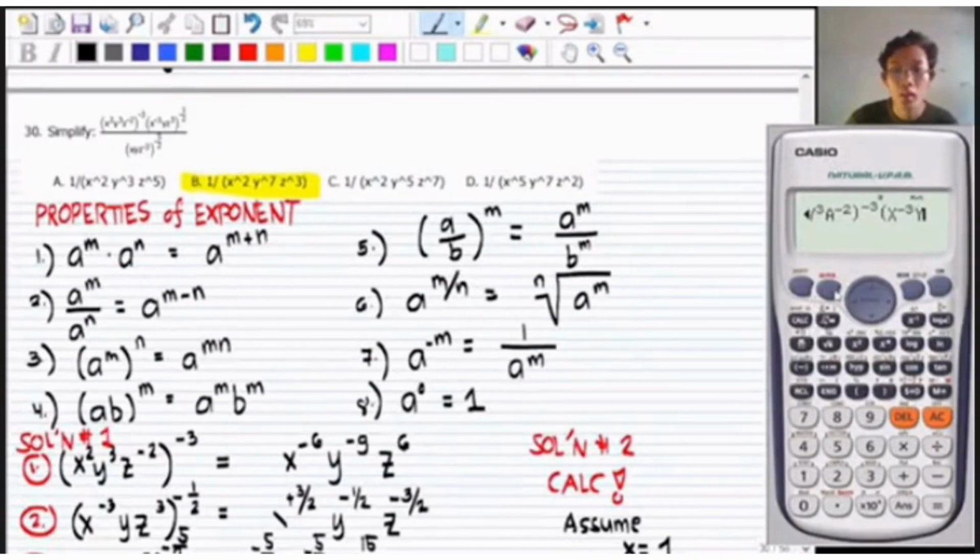y z raised to positive 3. Then, 1 half over negative 1 half x y z raised to negative 3 and negative 5 halves. Half yung x mo, y is 2, z is 3. So, 1 over 3, 4, 5, 6.